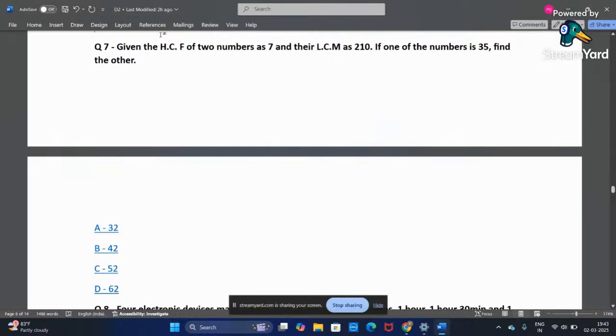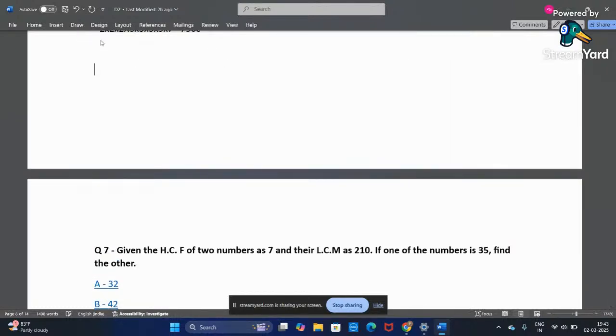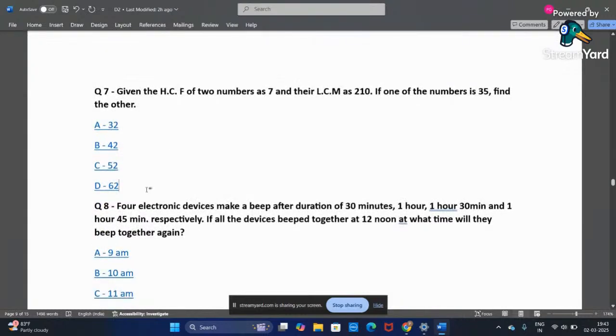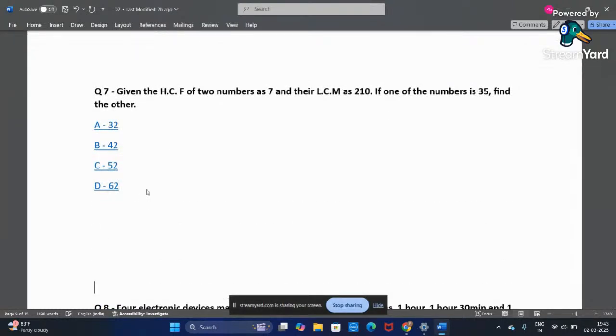Try to solve this. Try solving this. See, they have given the HCF value of two numbers, it is 7, and their LCM is 210. And one of the number values also they have given, that is 35. We need to find the other number value.